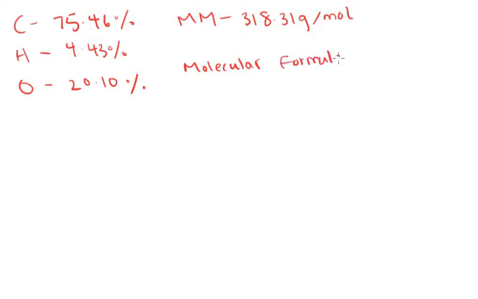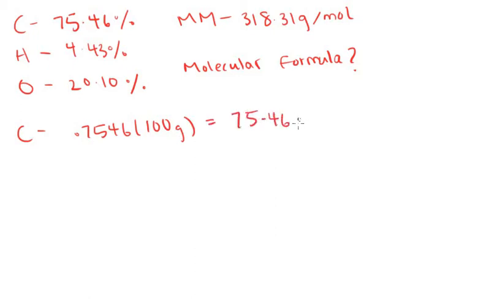So we only have percents. We don't really know how many of carbon, hydrogen, and oxygen are in this molecular formula. But we know the percents and we know the molar mass. So what I'm going to do is a strategy where I assume that this compound is out of 100 grams. And that allows me to remove these percents. So let's say we have 100 grams. So we can say that for carbon, 0.7546 times 100 grams gives us 75.46 grams of carbon. We do the same here.